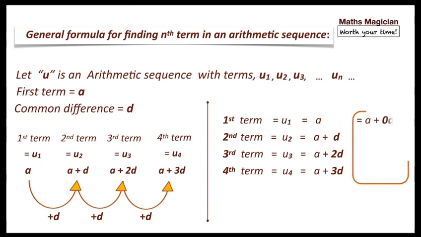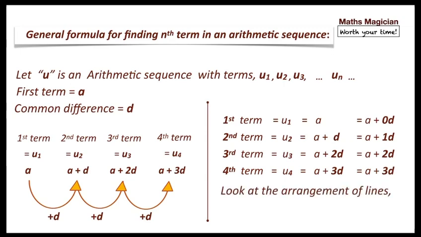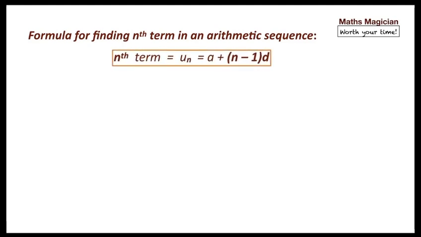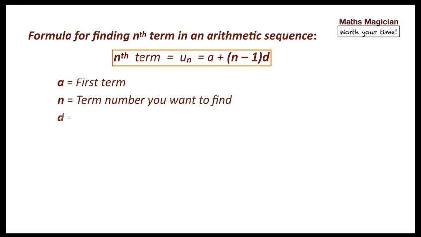Now rewrite the terms as shown. Look at the arrangement of lines. Second, 1D, third, 2D, fourth, 3D. And so, nth term will be A plus n minus 1 D. So, formula for finding nth term in an arithmetic sequence is nth term is equal to A plus n minus 1 D, where A is the first term of the sequence, n is the term number you want to find, D is the common difference between the consecutive terms.